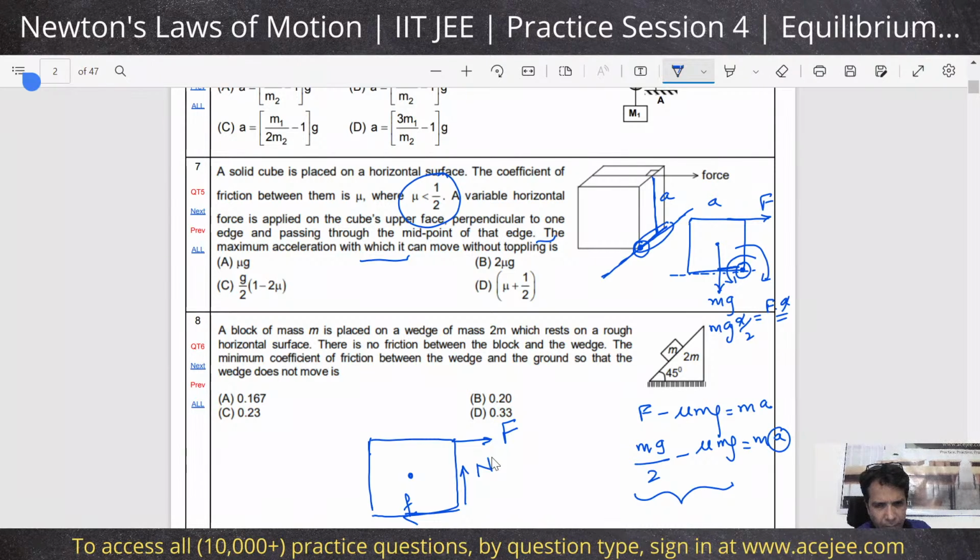If there is no friction, then the box won't topple, right?